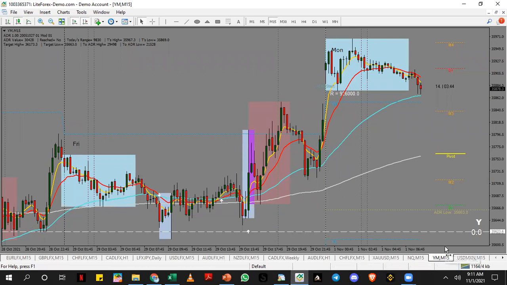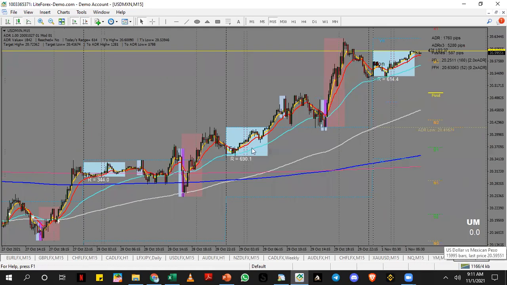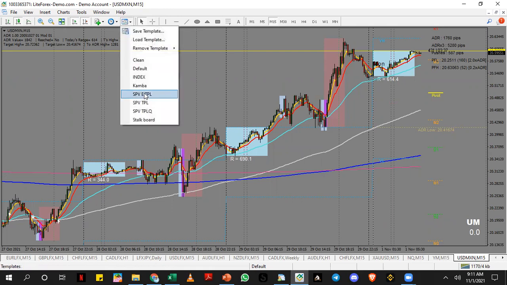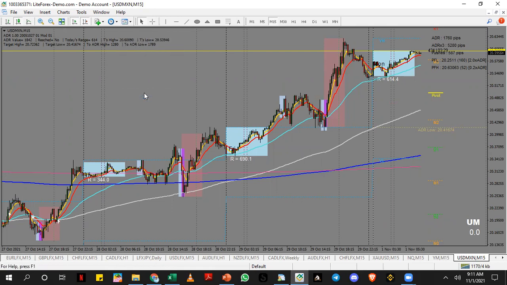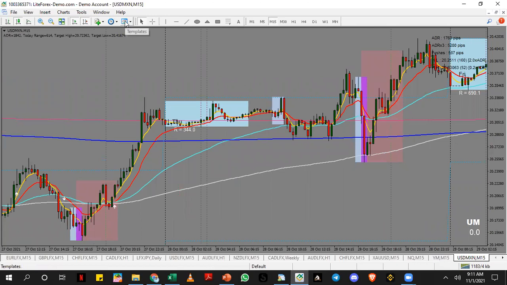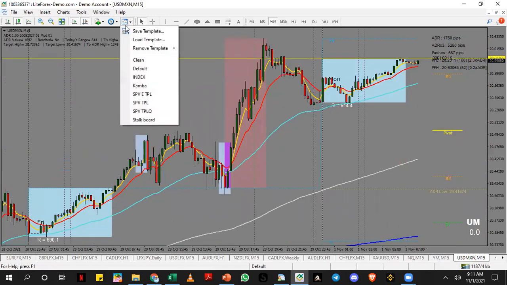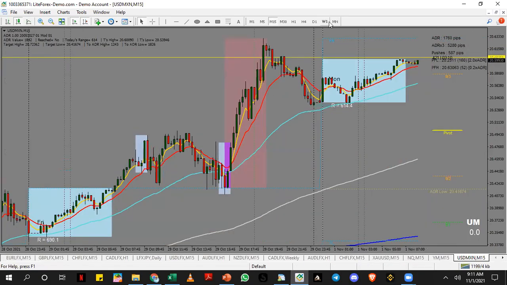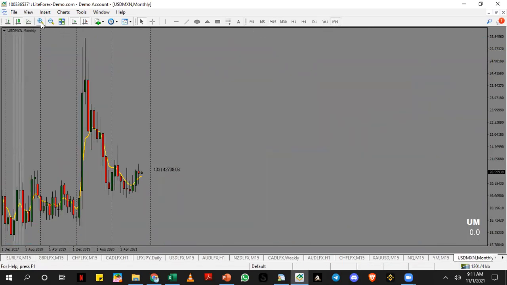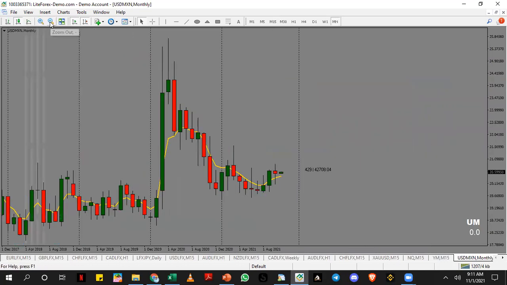And have analysis. So we have USDMXN right there. So for exotic pairs like USDMXN, USDZAR, we use the SPV exotic template. And for other pairs, we use SPV template with quarters. So let's go to the monthly time frame. So this is the monthly time frame for USDMXN. So here we basically look at support and resistance.